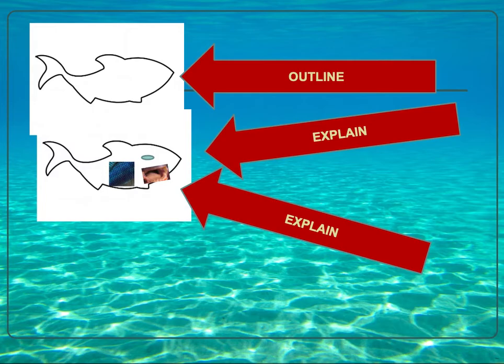Having provided your outline of what something looks like, in this case the fish, to explain it, you might provide a bit more detail, such as its eyes, its colour, its scales, its teeth, and so on.